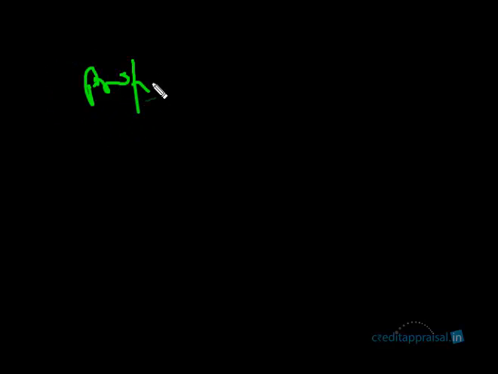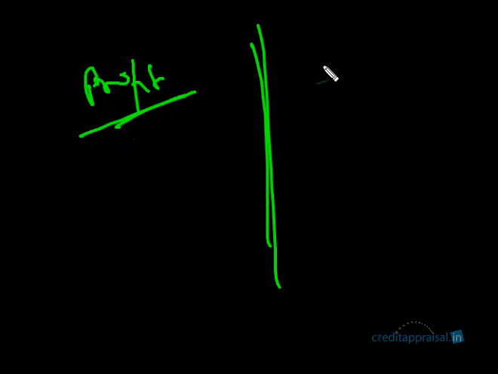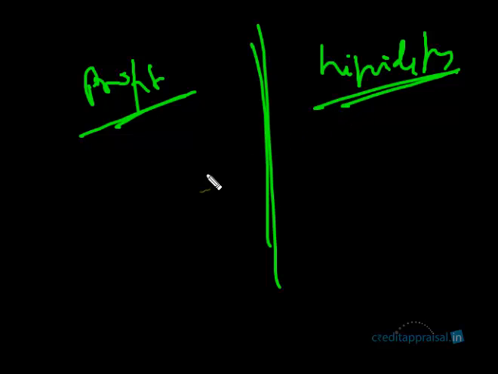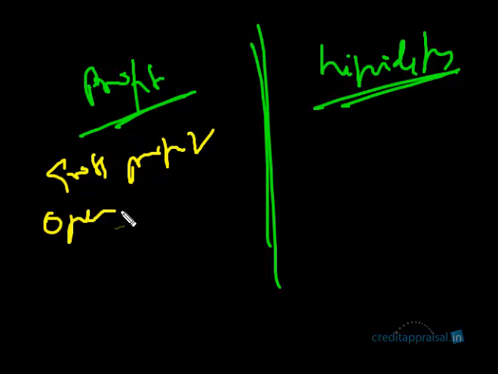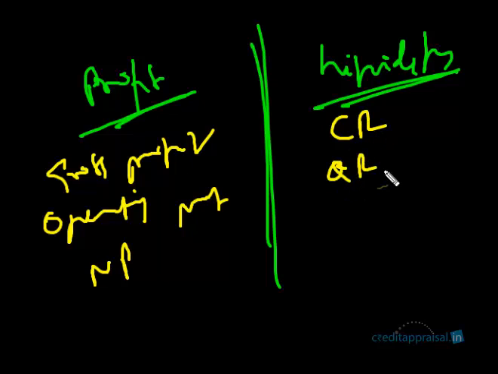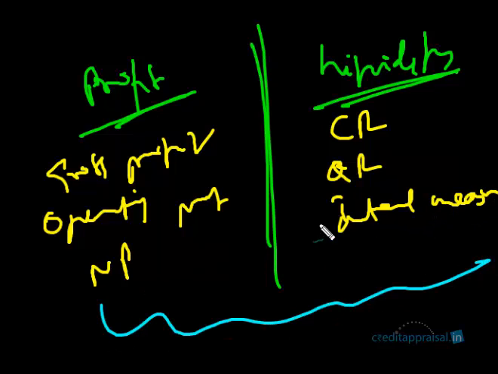Till now, whatever ratios we discussed, please be clear. We discussed two categories: profitability and liquidity ratios. Under profitability, we discussed gross profit, operating profit, and net profit. Under liquidity ratios, we calculated the current ratio, the quick ratio, and the interval measure. If you are okay with these six measures so far, we are fine. So profitability measures and liquidity ratios we have discussed.